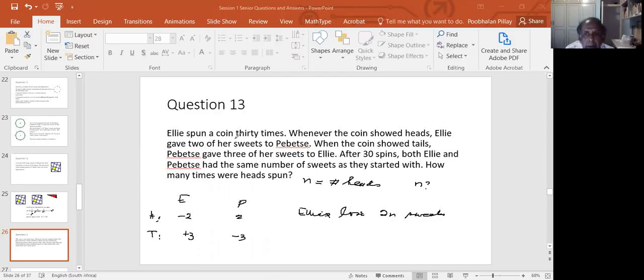Now, the coin was spun 30 times. So if there were n heads, the remaining ones should have been tails. So how many tails are there? Altogether, there were 30 spins, so there should have been 30 minus n tails. Right? So Ellie lost 2n sweets, but she gained by the tails. And Ellie, she gained.